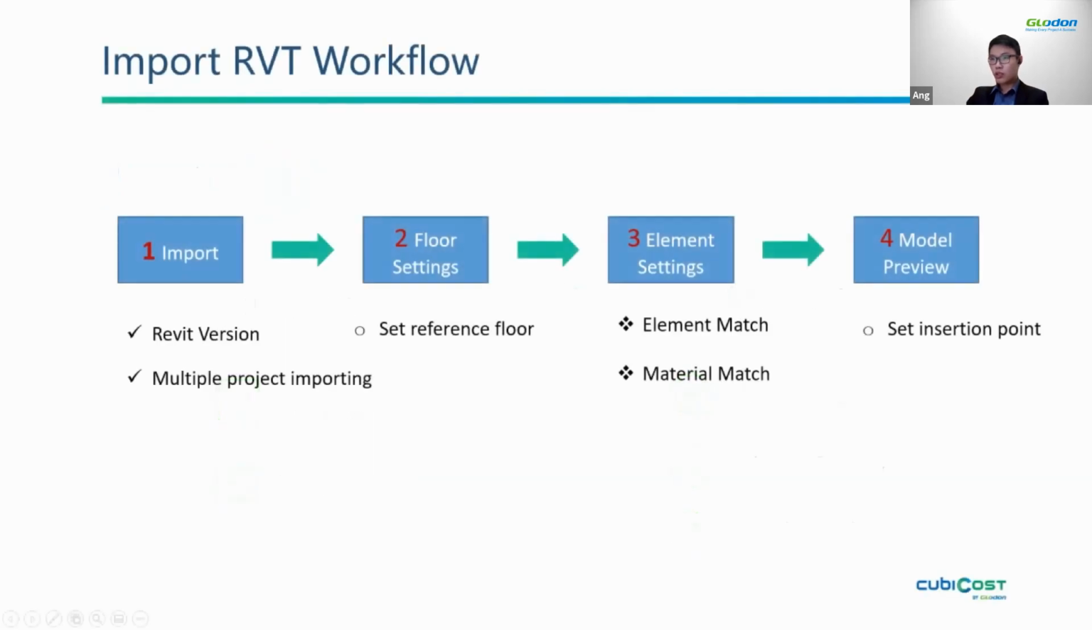So the basic workflow will be something like this. We import the Revit file. If you have multiple files, for example if you are running a very big project, you might have multiple Revit files. You can either import the models one by one, or import everything together, so it will be joined together as one. Next, we have the floor settings. For every project, we have to set a reference floor. Then we have to match all of the element settings. The main ones are the element match and also the material match, which I'll also explain later. The last one is to do the model preview, but before we do a model preview, we need to set an insertion point.